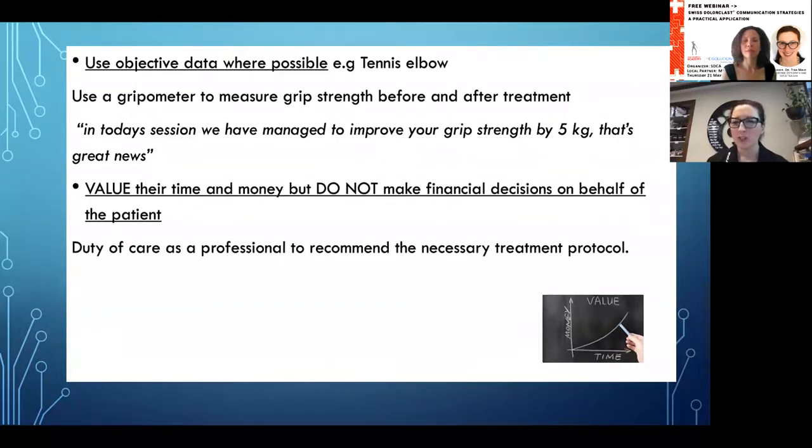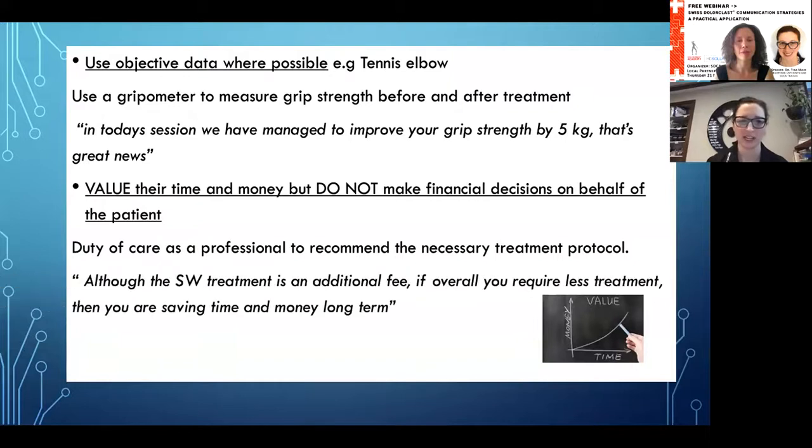Value their time and their money, but do not make financial decisions for them. Your duty of care as a professional is to recommend the necessary treatment protocol. If you go to the dentist and they say it's going to take 5 treatments for a root canal, you don't say, oh, I'm only going to do 1 because I can't afford to do the rest. That just doesn't work. The protocol is the entire treatment. It's no different with shockwave. If you honestly think this is the best choice of treatment for the person, then you need to recommend what's the appropriate protocol. That's your duty of care as a practitioner.